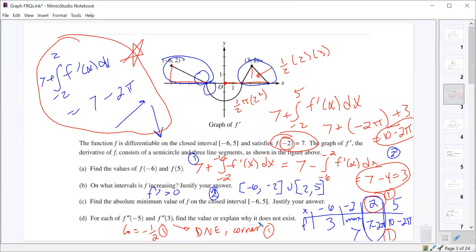Good? How many was C again? How many points? C was 2. One for noting that 2 was a potential value that you should have used to test, and then 1 for figuring out that it was at 2, that it was 7 minus 2 pi. Okay, thanks.